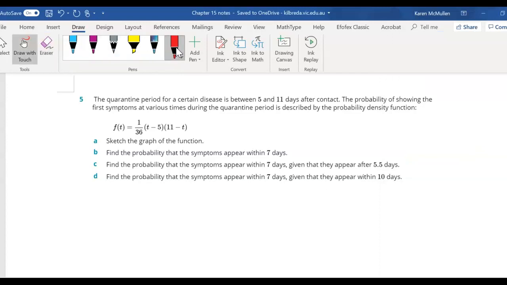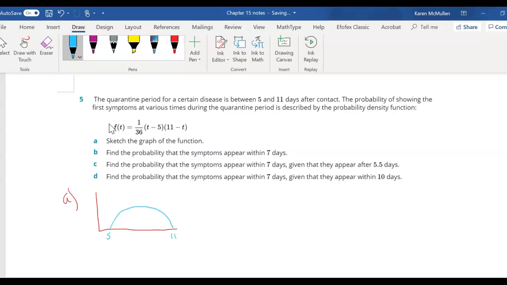Just give me a sec to get myself organized. So I'll quickly sketch A. It's not going to take too long to do. All right, so we're going from 5 to 11, and this point here is 8, 1/4. All right, so for question B, the symptoms appear in 7 days.